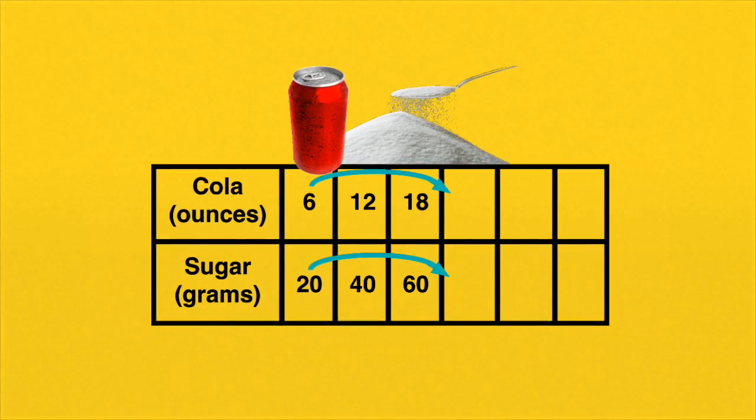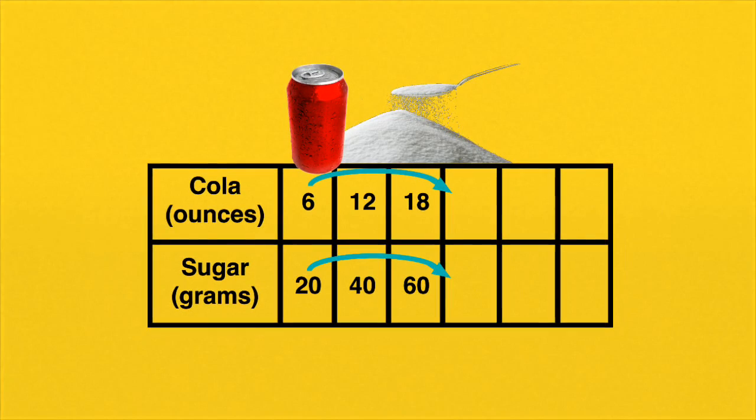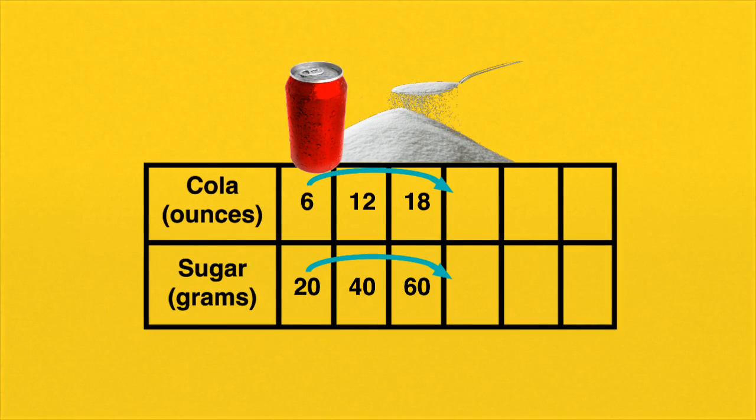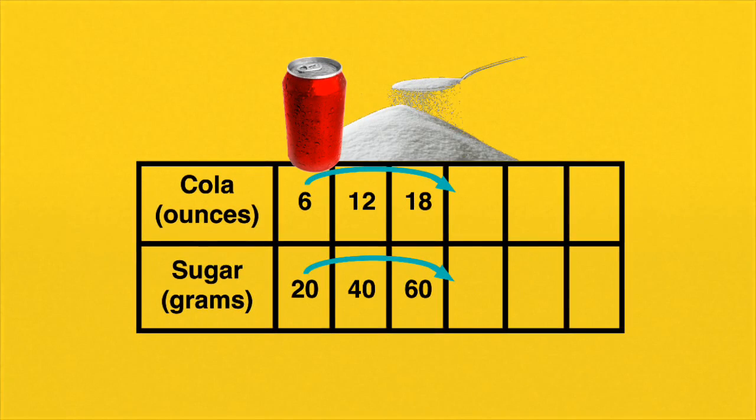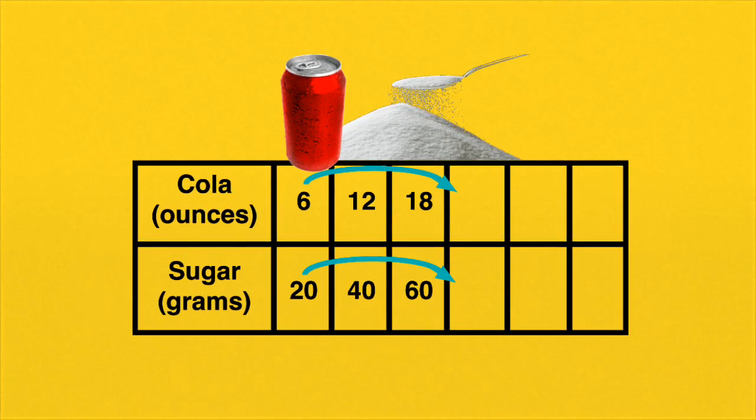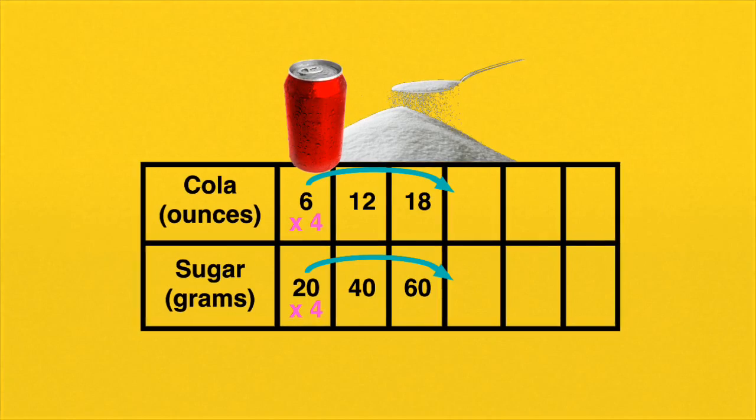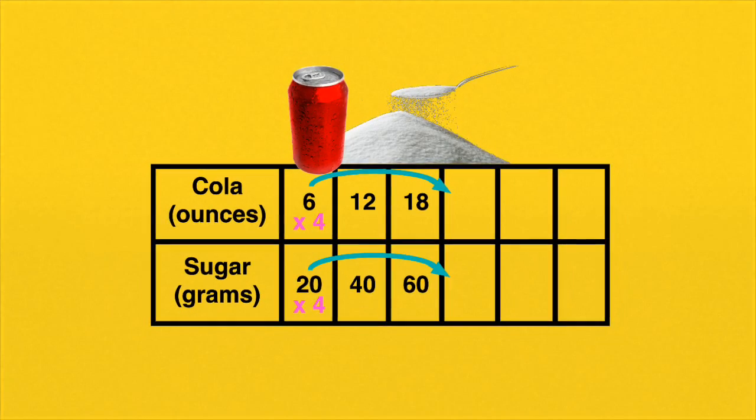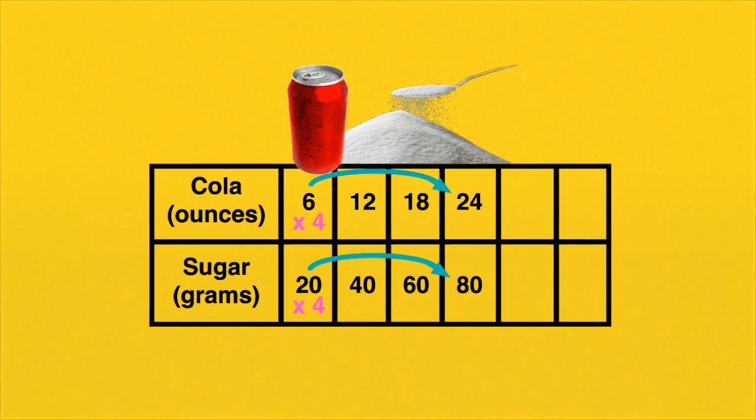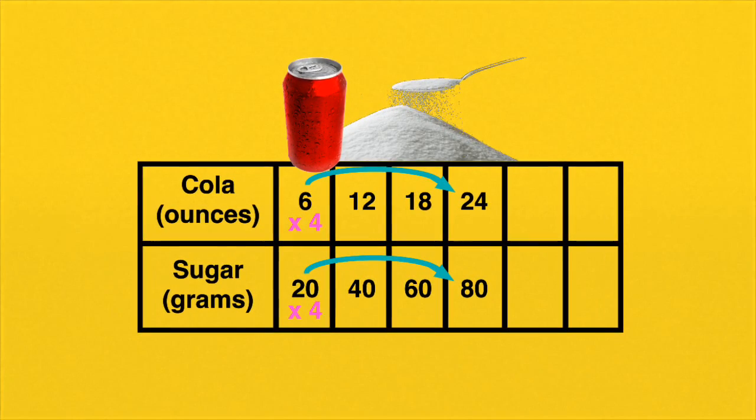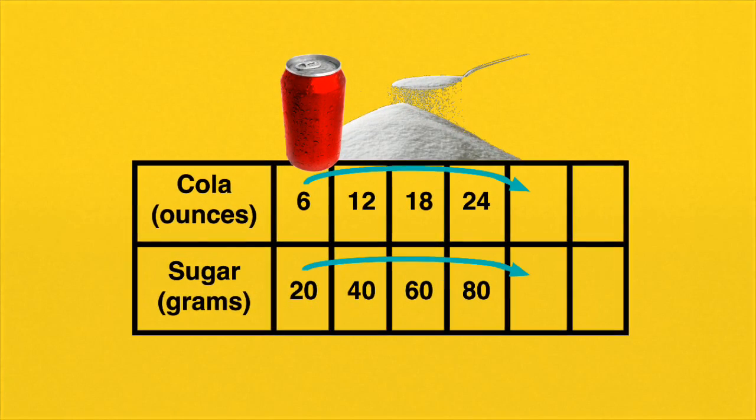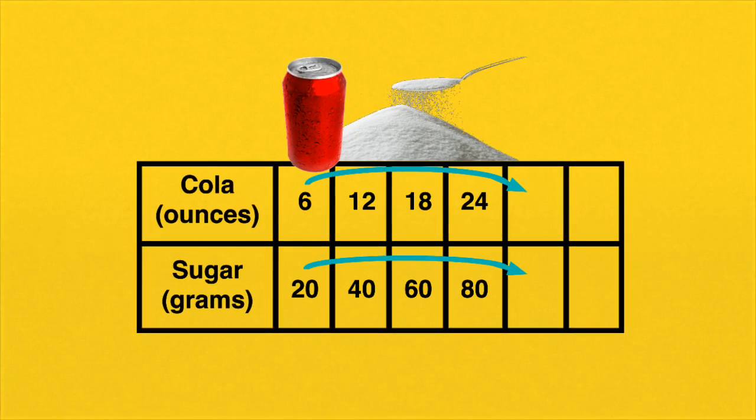I can notice in the table that we have already doubled the 6 to 20 to get 12 to 40, and we've tripled it to get 18 to 60. So to get the next set of values, I'm just going to multiply both by 4. And 6 times 4 is 24, and 20 times 4 is 80. And we have a new set of values now. We can see that 24 ounces of cola would have 80 grams of sugar. But we are not yet at our 34 ounces.